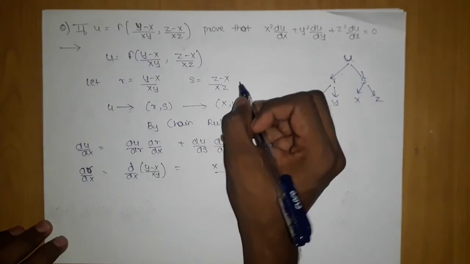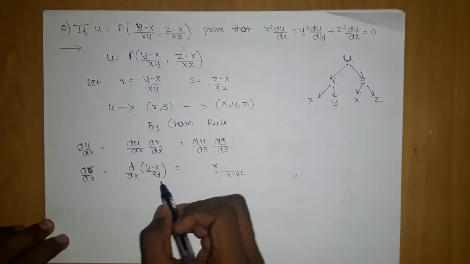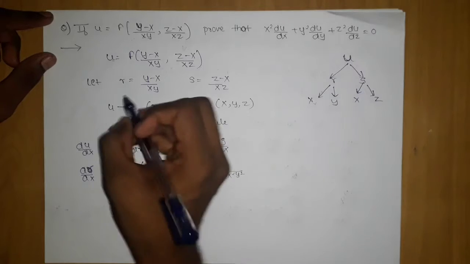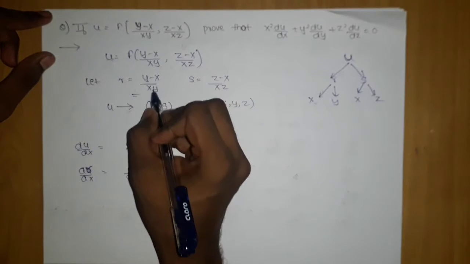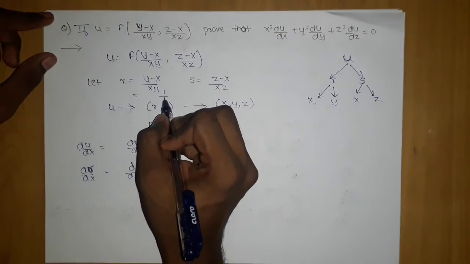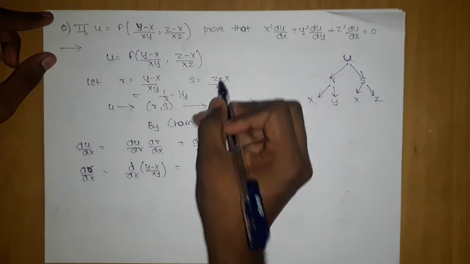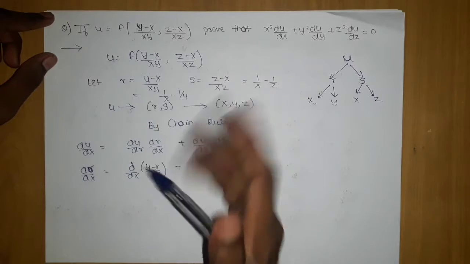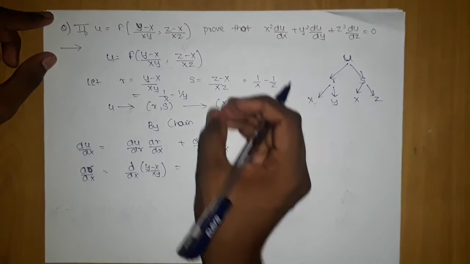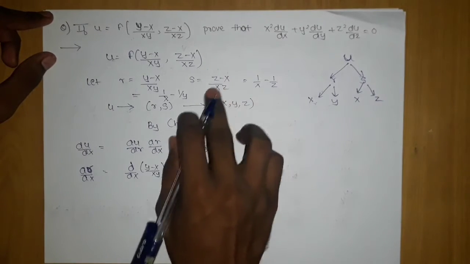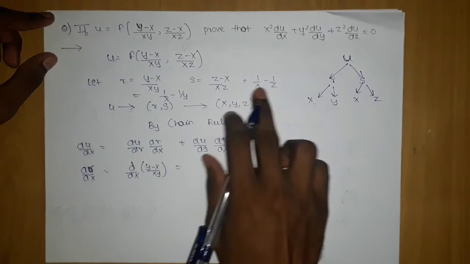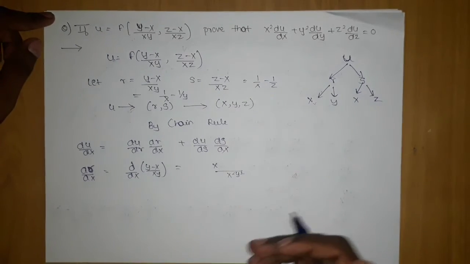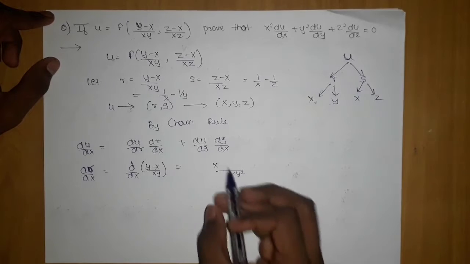Sorry, let's just simplify our jobs. Okay, how will we simplify? We can write this as 1 by x minus 1 by y, and this I can write as 1 by x minus 1 by z. Don't you think? If I split out the denominator, I will get 1 by x and 1 by z, and it is very easy to differentiate them compared to using the quotient rule.